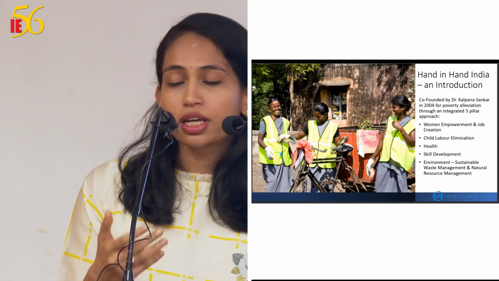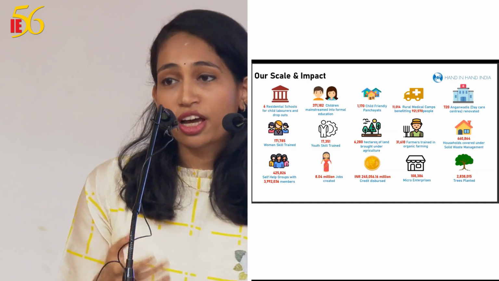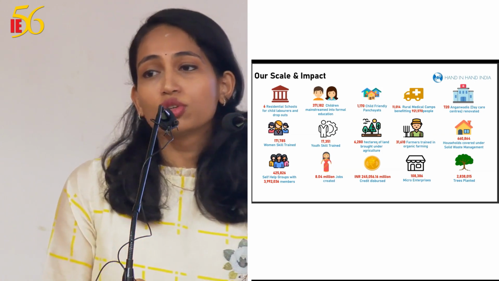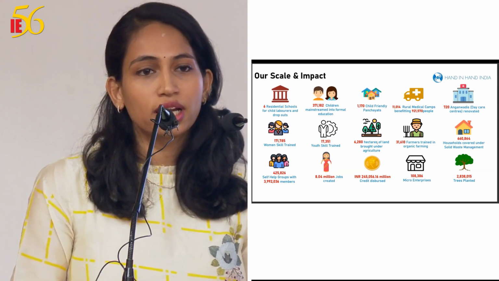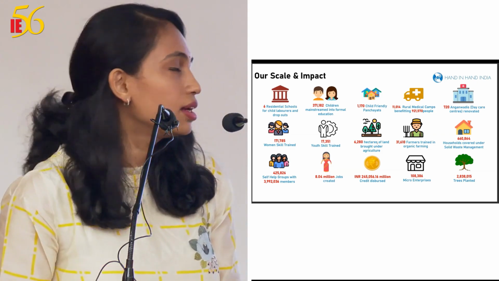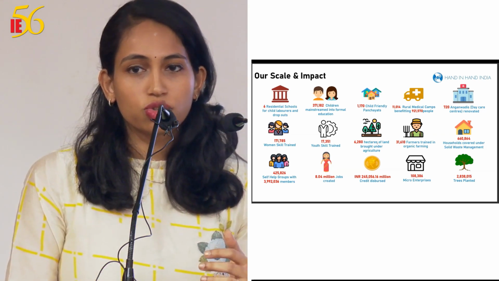So the model very early on, in 2004-2005, evolved into a five-pillar program for poverty alleviation. We work in five areas: women empowerment and job creation, child labor elimination and education, skill development, access to healthcare, and environment through solid and sustainable waste management and natural resource management.